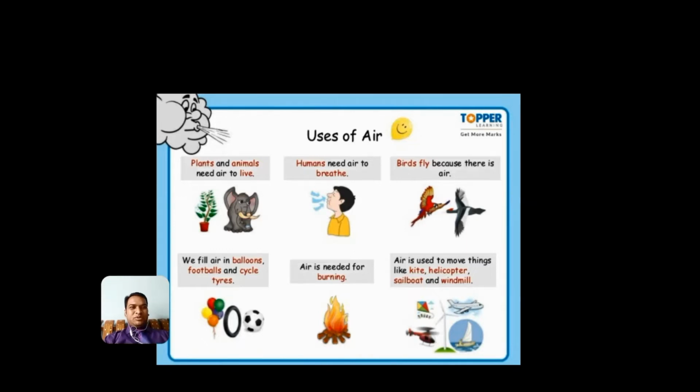Then one of the most important uses of air is that we need air to burn fire. If you want to burn anything, you need air. Without this air, we cannot burn anything. Another use is that air is used to move things like a kite, helicopter, sailboat, and windmill. For all these things we need air.